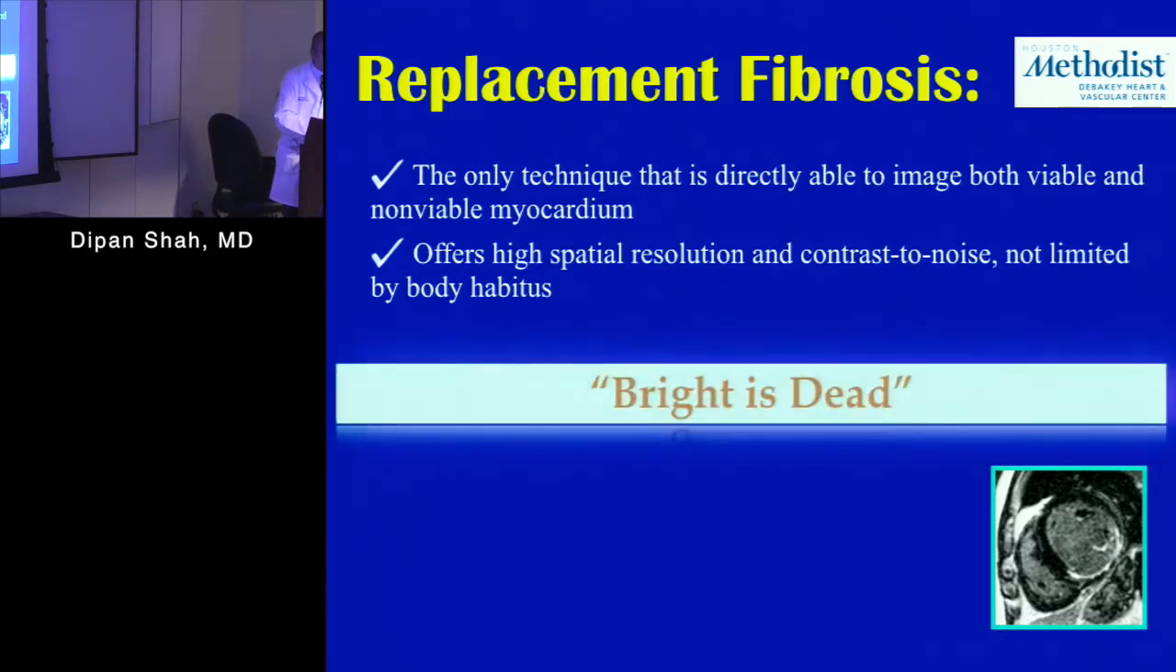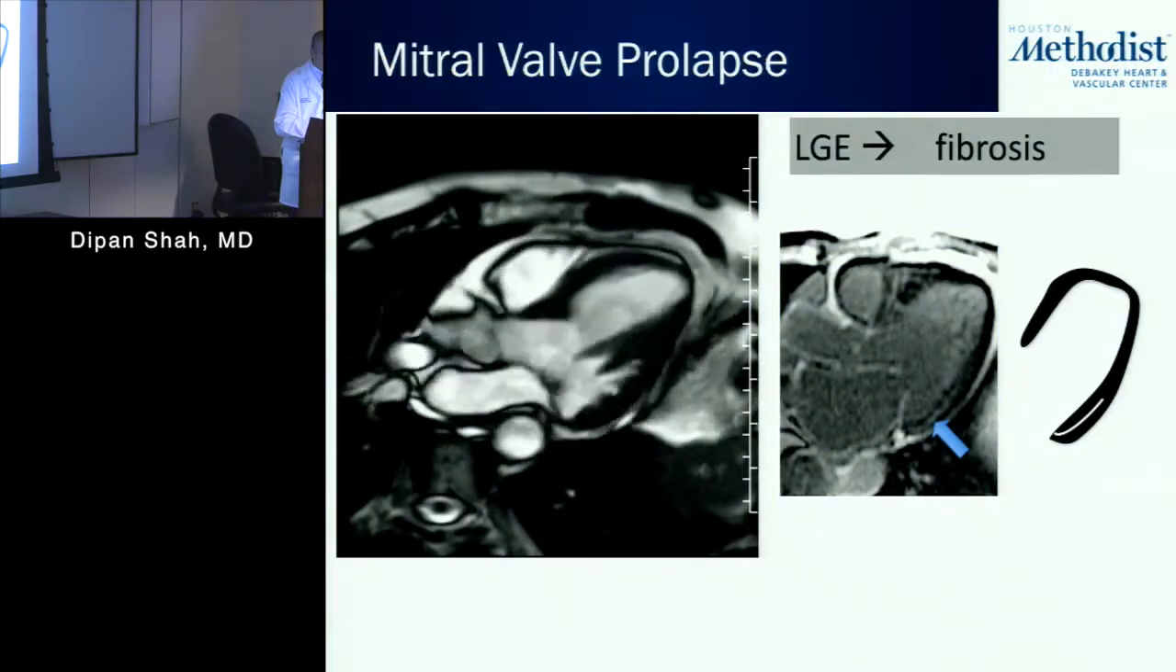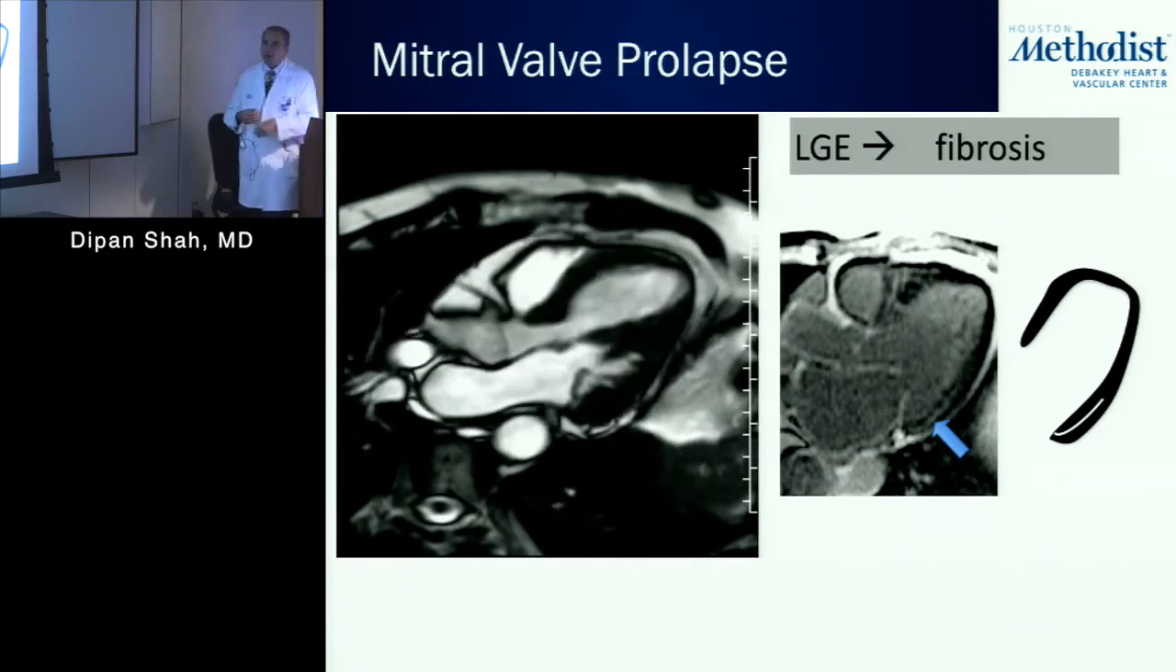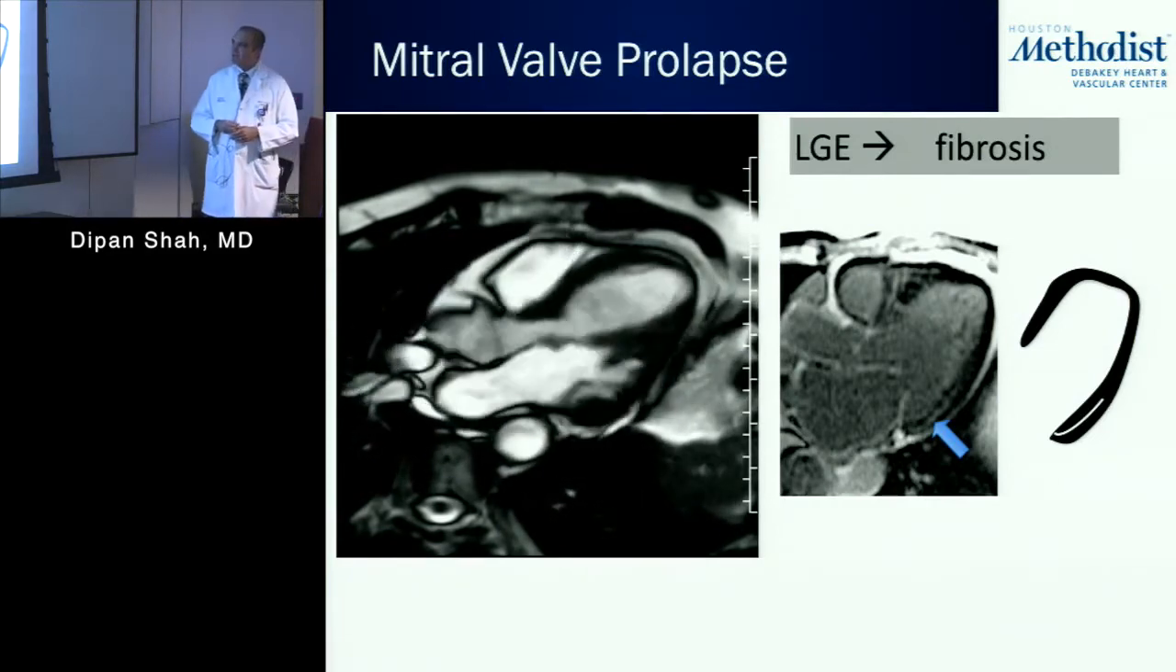And therefore, in the arena of late gadolinium enhancement, we use this term "bright as dead." So areas that are bright represent areas of irreversibly injured myocardium, and areas that are black represent areas of viable myocardium. Now, using this technique over the last 15 years or so, it's been applied to a variety of different conditions.